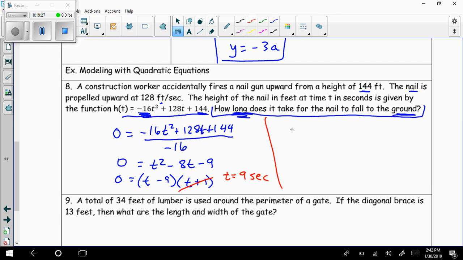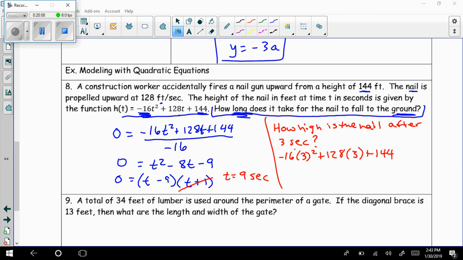Another question that might be asked of you on this type of scenario is, how high is the nail after, I don't know, 3 seconds? Okay, and that's just an evaluation problem. You are literally just plugging in 3 for t. So negative 16 times 3 squared plus 128 times 3 plus 144. And that will give you your answer.